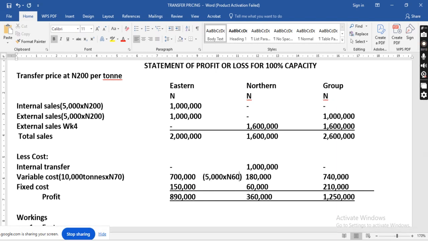So please, when you multiply this, what do you have? 300,000. All right. So when you add these two together, what do you have? 1 million. Okay, 1 million.